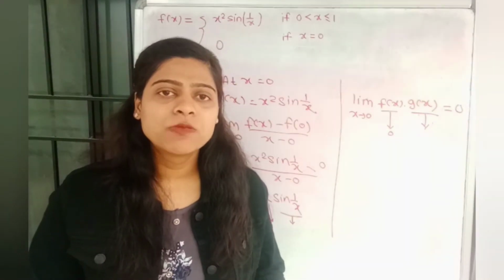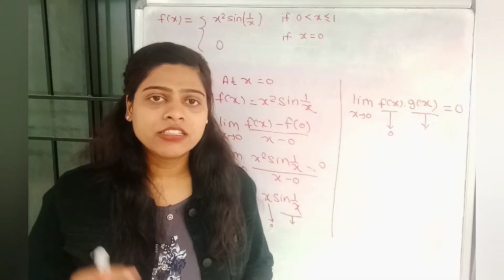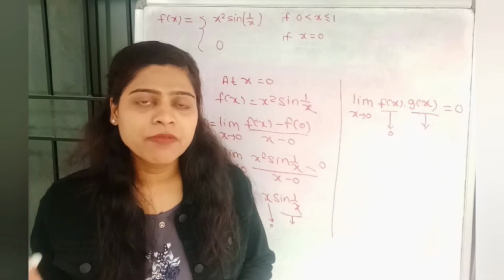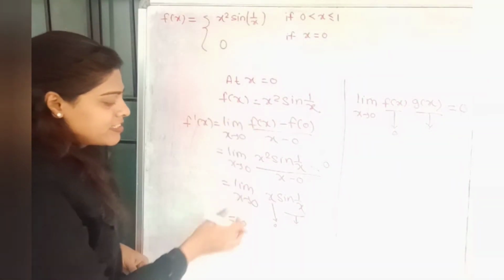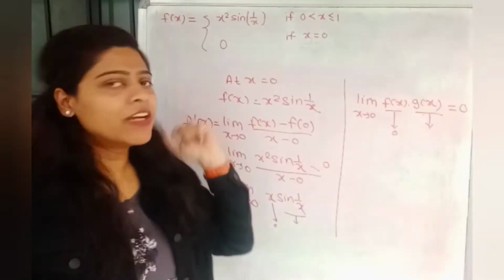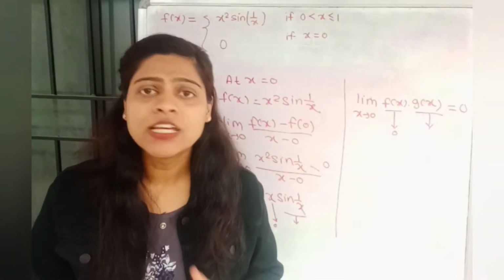Now check option number 2. In that option, f of x is not differentiable at x is equal to 0. We have clearly proved that f of x is differentiable at x is equal to 0. Therefore option number 2 is not true.